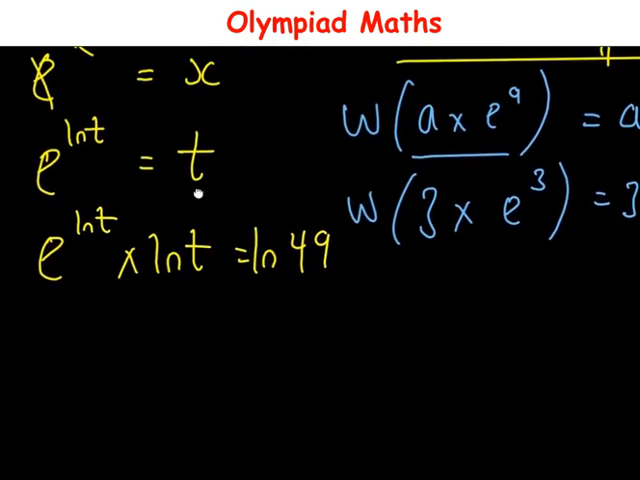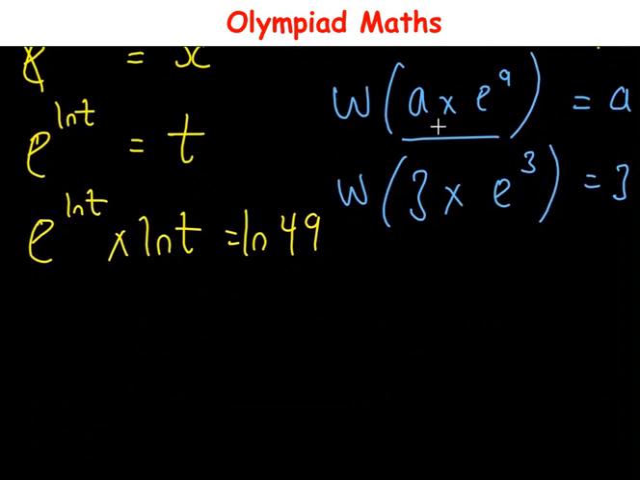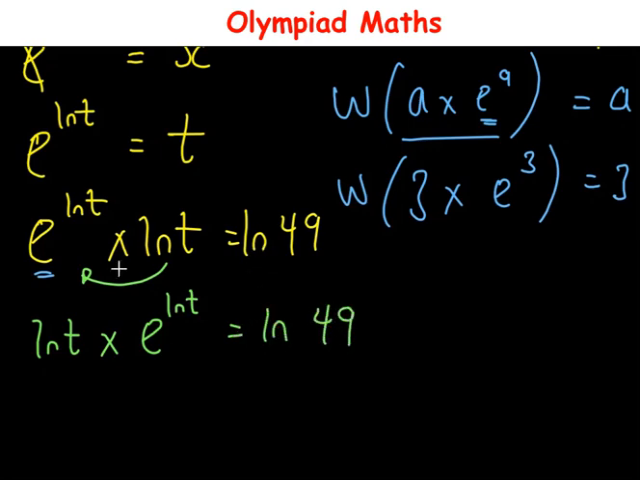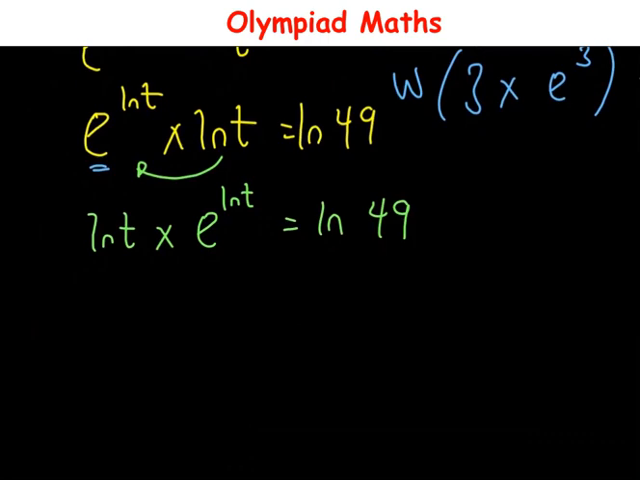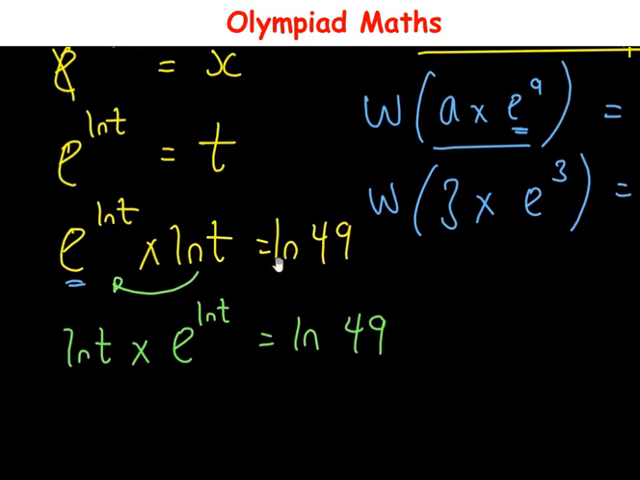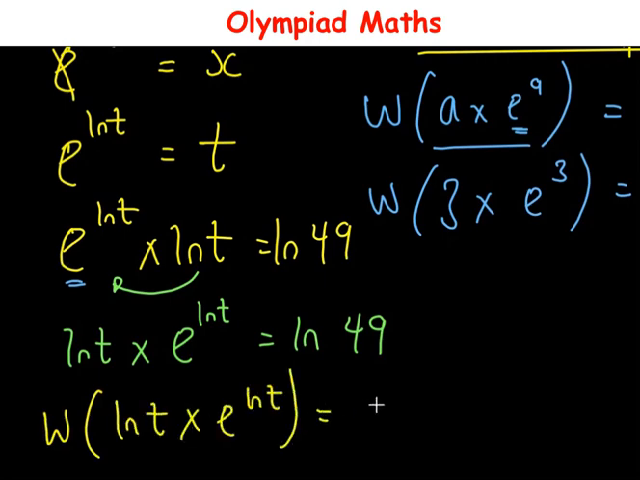With this, looking at the Lambert W function, you will see that e is in the second place. So we are going to make this e stay in the second place. Simply bring ln t to this side. This becomes ln t times e raised to the power of ln t is equal to ln 49. From here, we are going to apply the Lambert W function because we have made this expression resemble this. So introducing W: W of (ln t times e raised to the power of ln t) is equal to W of (ln 49).